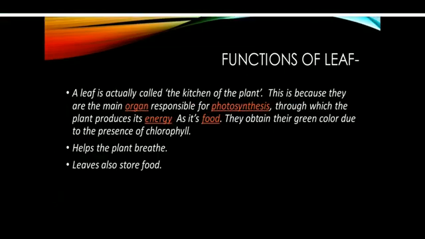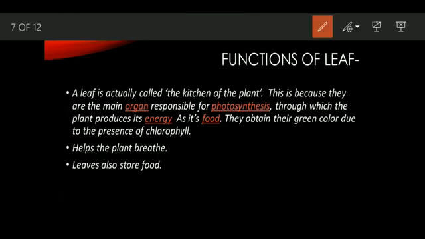The next thing we have to study is the function of the leaf. Why is the leaf important to plants? As I have told you already, the leaf contains chlorophyll, so it is known as the kitchen of the plant. Which part of the plant is known as the kitchen of the plant? That is the leaf. These are the main organs responsible for the process of photosynthesis, through which the plant produces energy. This energy is stored in the form of food. They obtain their green color due to the presence of chlorophyll. I have told you already.